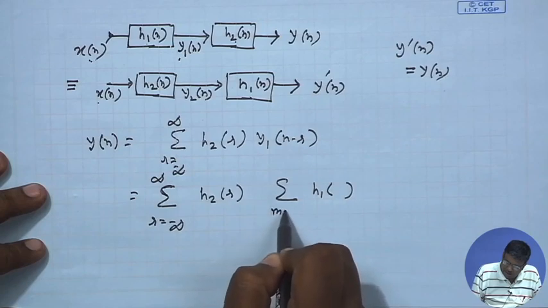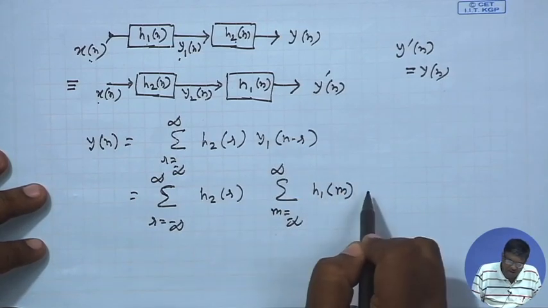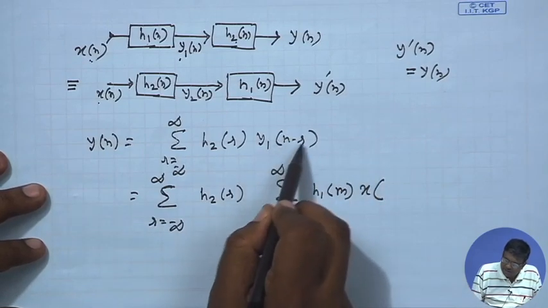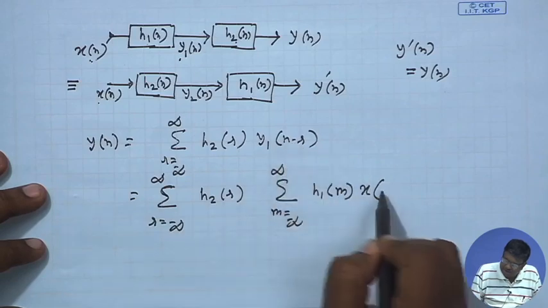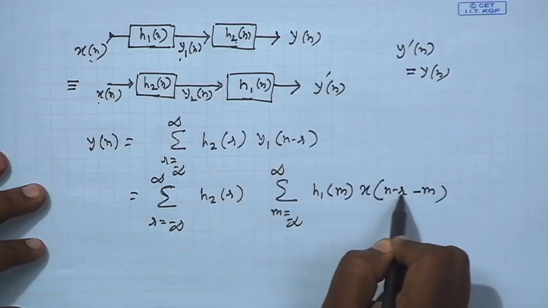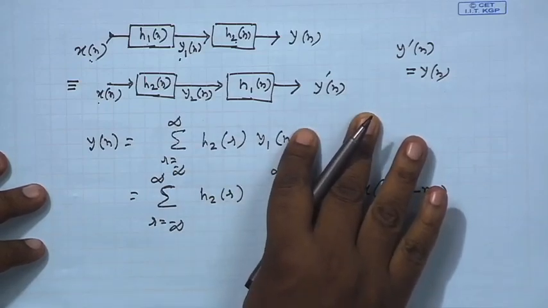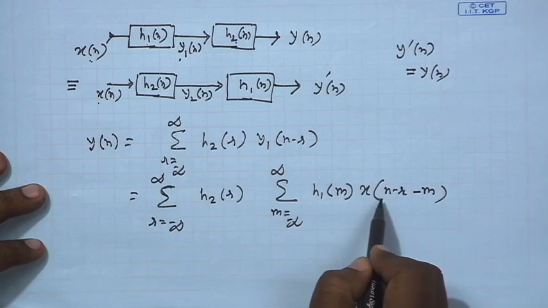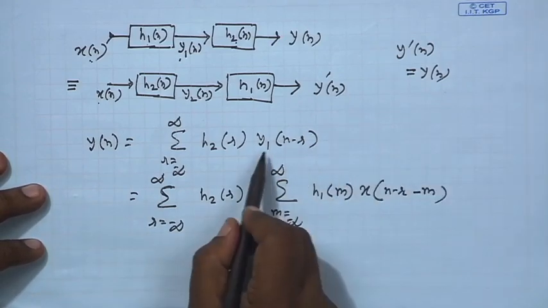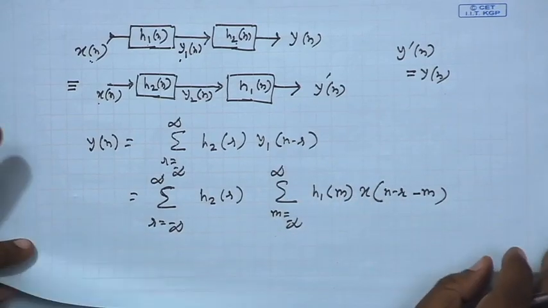So, I introduce an index m from minus infinity to infinity, bring h 1 m here and x, not n, because I want to find out y 1 at n minus r. So, x of n minus r minus m. Instead of n, I have this much index coming from here. Earlier, I had y 1 n, and now I have x, that time I had x n, now y 1 at n minus r, so it is x n minus r minus m. All right.